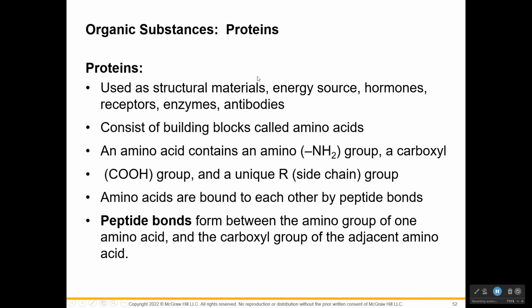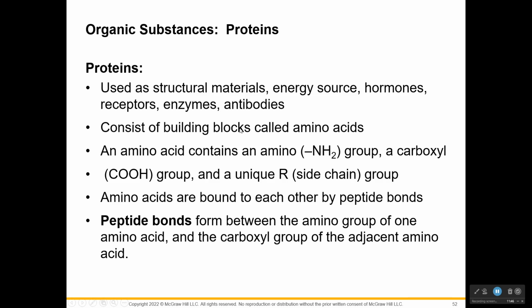Some hormones are made of proteins or the amino acid parts. Receptors on the membranes are made of proteins. Enzymes are proteins, and antibodies are proteins. So what are all proteins made out of? Amino acids. So what are all polysaccharides made out of? Monosaccharides. What are fats made out of? Three fatty acids and a glycerol. What are proteins made out of?